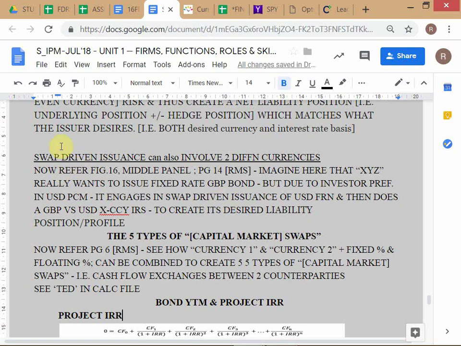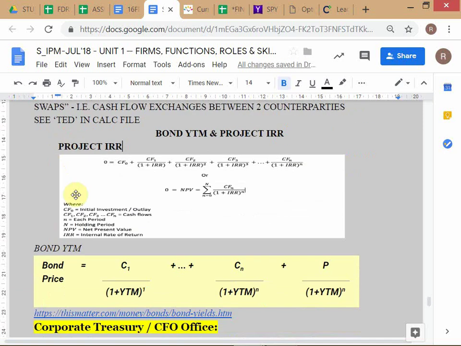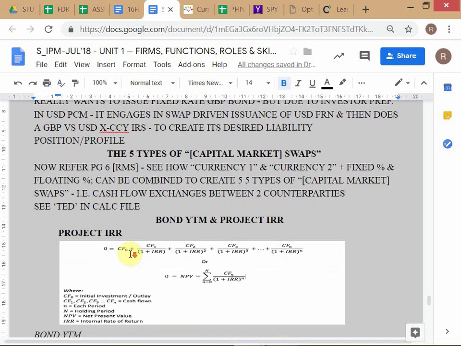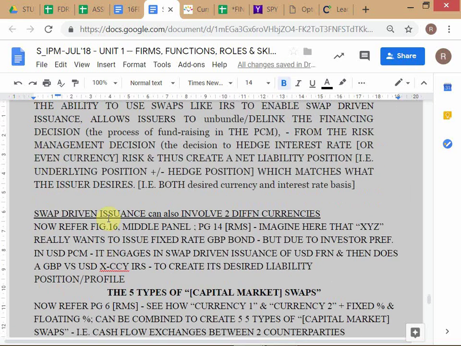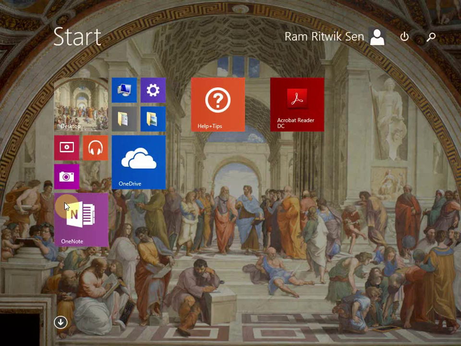Now we are referring to... I've just clustered the text together. I'll split it up because there's a reason for doing that, because I want to capture these two images in the same view. That's why I've clustered all the text together. It looks unfriendly, and I'll change it later on once we have covered this topic. So swap-driven issuance can involve two currencies as well.